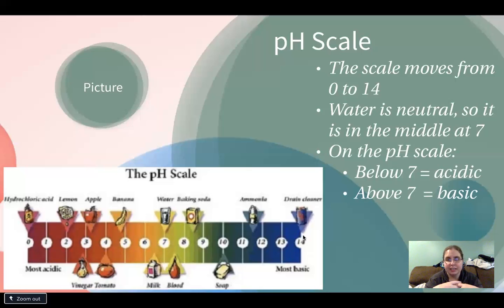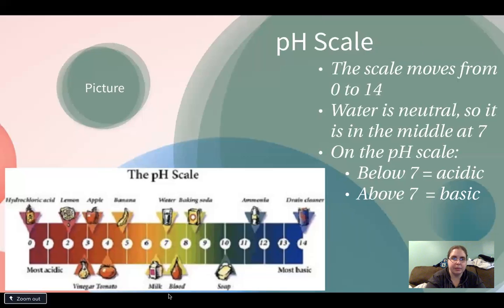If it gets in your eyes, go to the emergency room, because it is a very, very strong base. So this is looking at, once again, the strength of the base. The closer it is to 7, the weaker of a base it is. But the farther away you get, the stronger it becomes. All right, let's take a look at our picture.